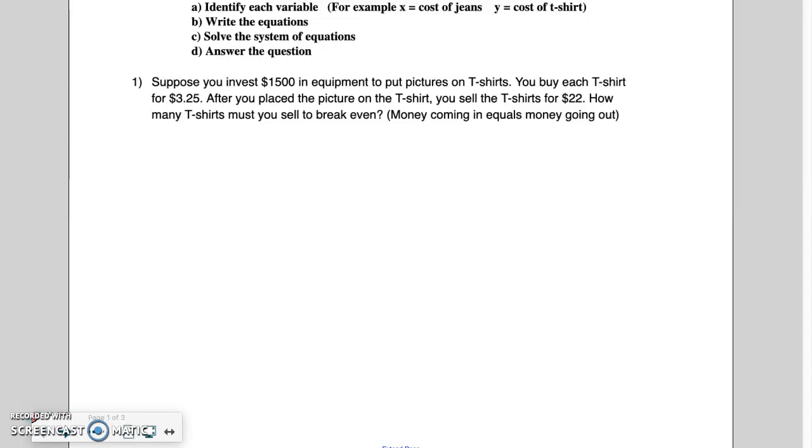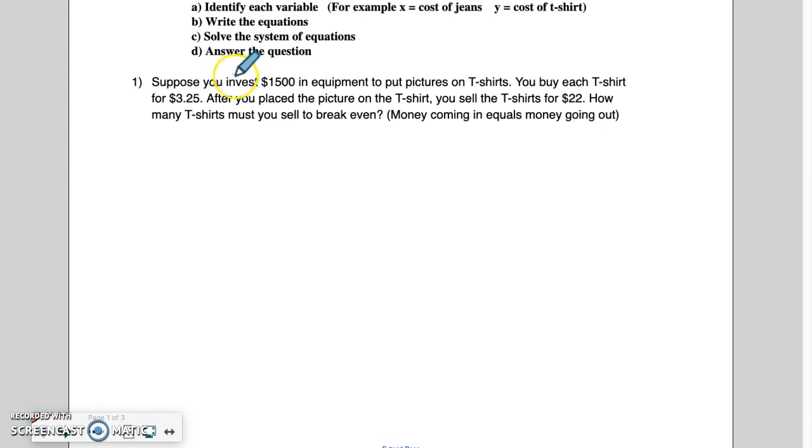Okay, so we're going to be practicing solving linear systems. These three problems are going to have another practice worksheet. I know I'm not great at this, but when we're solving them, we need to identify the variables, write the equation, solve the system, and answer the question.